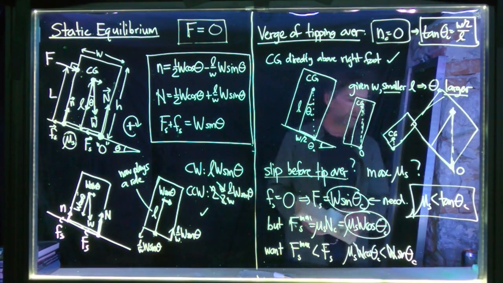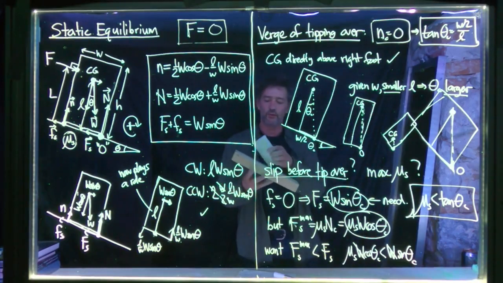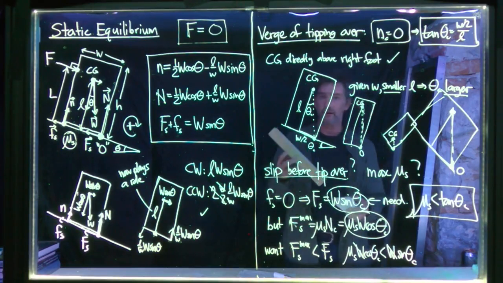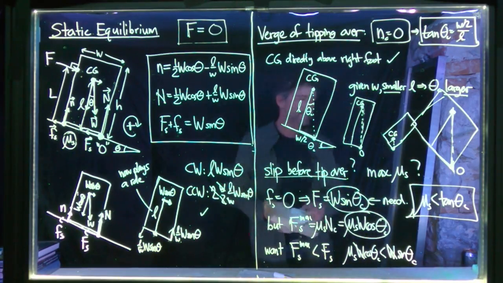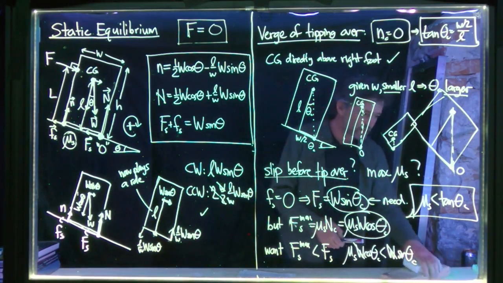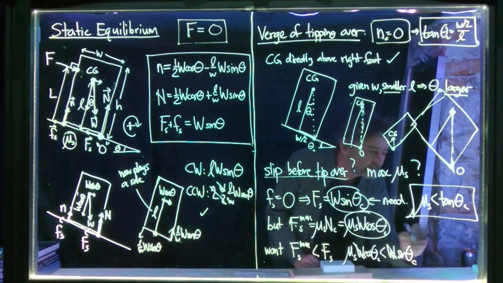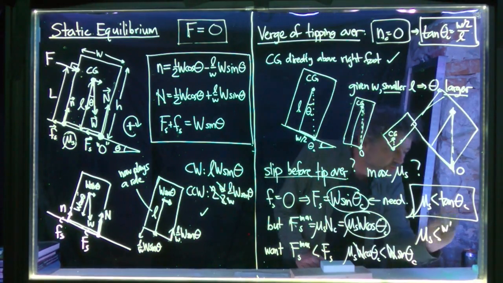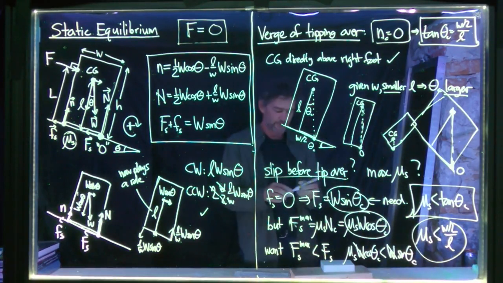So what we require is that, in order for the fridge to slide before it tips over, the coefficient of static friction be less than tan theta critical. And tan theta critical, I should put this in, is W over 2 divided by L. Okay, so we require that.